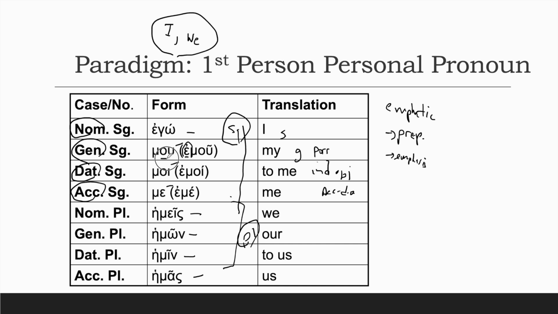And there's similarities, right? Mu, you see omicron upsilon with the genitive. The iota is pretty standard for the dative. So we see that in all the dative forms. And the plural forms, genitive plural, omega nu, is the marker for the genitive plural. So you must learn this paradigm and learn the forms of the first person personal pronoun. These are essential for you to know.